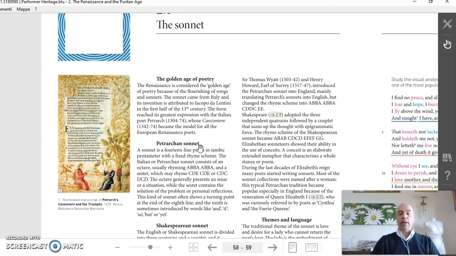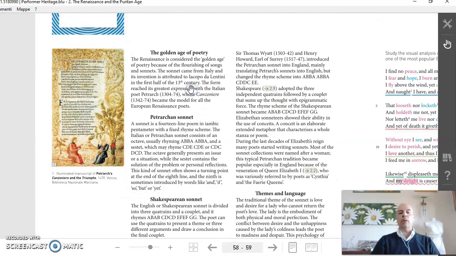We have already spoken about Shakespearean sonnets. Now we are going to analyze and underline the most important parts of the sonnet. Page 58-59 of the book.